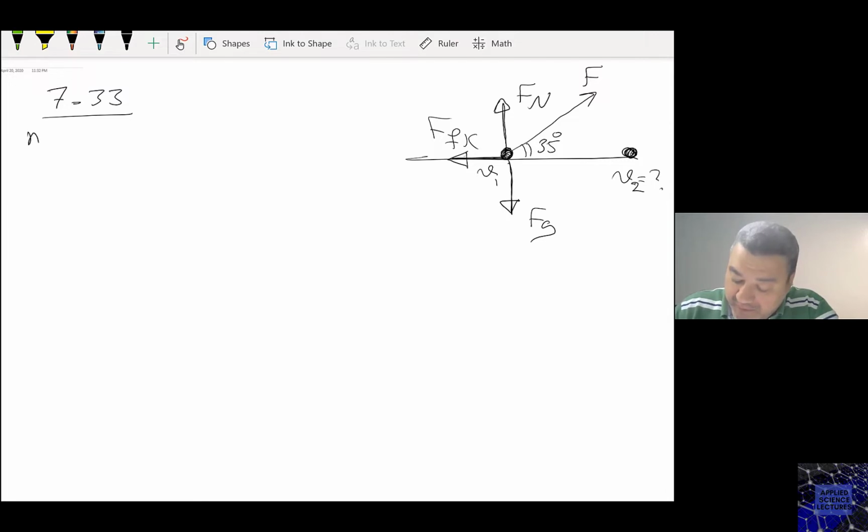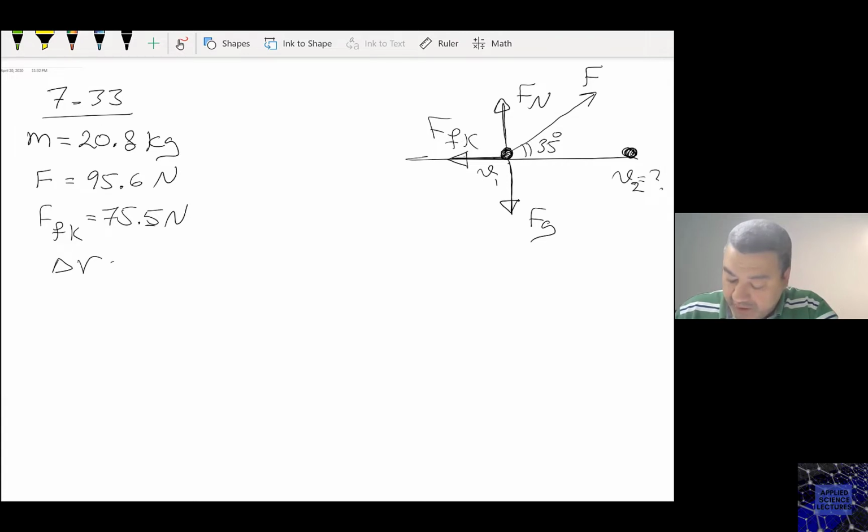So we have the mass as 20.8 kilograms. We have the force as 95.6 Newton. We have the kinetic friction as 75.5 Newton. We have delta R as 0.75 meter. My coordinates are x, y.